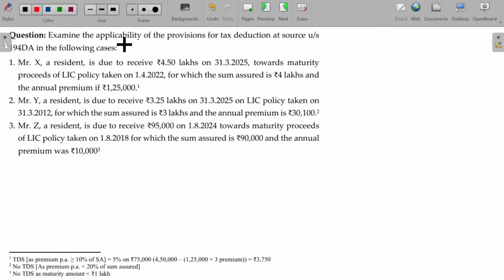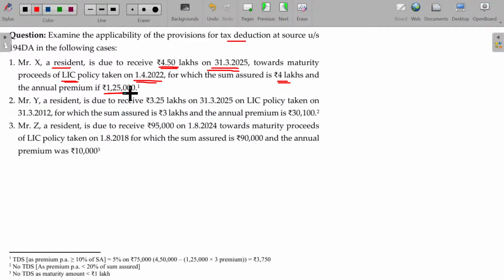Examine the applicability of the provisions of TDS. Mr. X, a resident, is due to receive 4.5 lakhs on 31/3/25 towards maturity proceeds of an LIC policy taken on 1/4/22, for which the sum assured is 4 lakhs and the premium paid is 1,25,000. If the premium payable on or after 1/4/2012 is more than 10% of the sum assured, it will be disqualified for claiming the deduction. So here the payment is more than 10%, 10% being only 40,000 rupees, but the payment is this much.